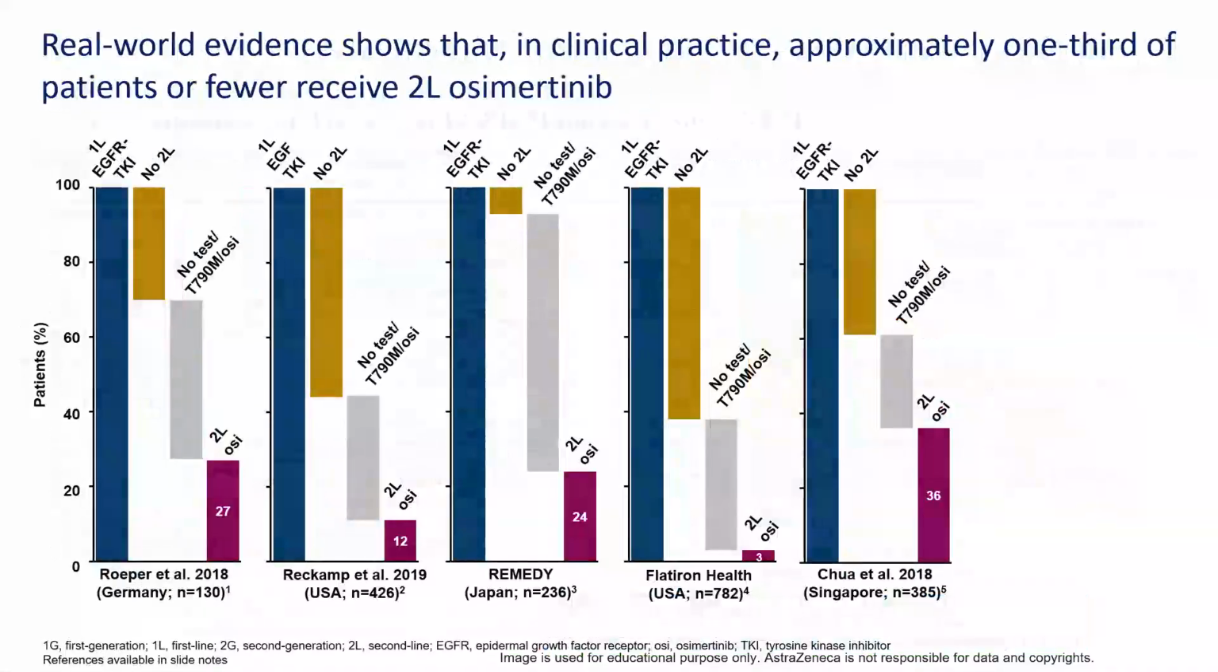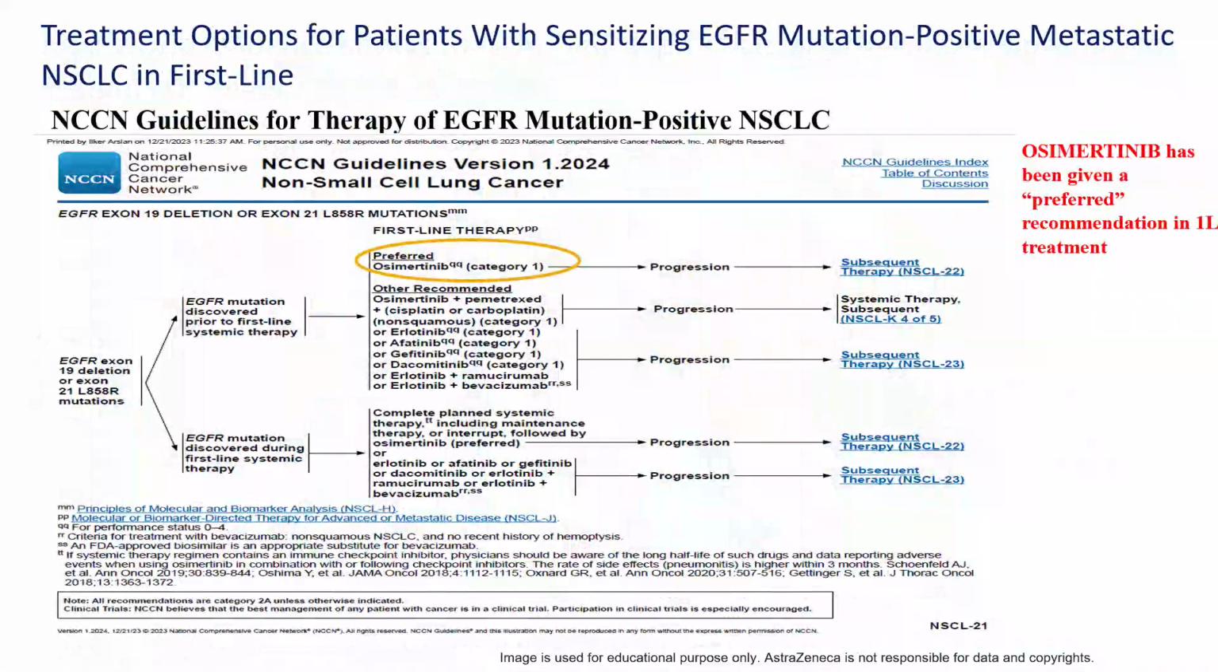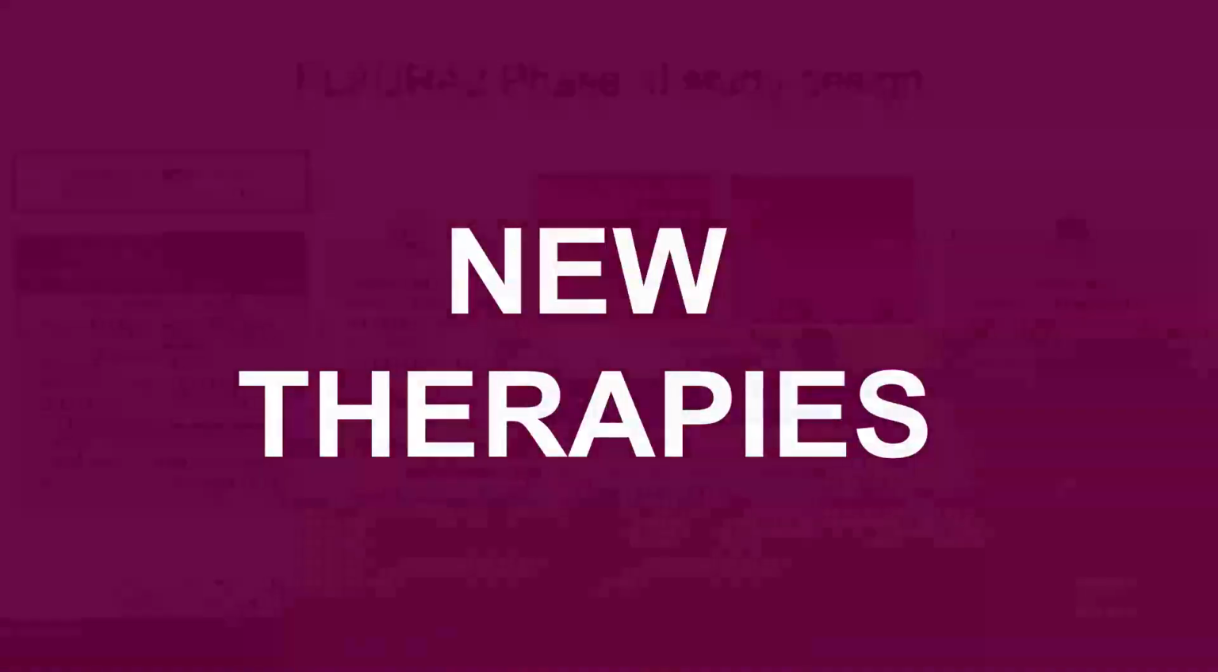Next slide. Compared to first line, there is no need for second-line Osimertinib, which is quite inferior. It is better to prefer Osimertinib in the first line to have a better PFS as well as OS benefit. Next slide. New therapies. Next slide.